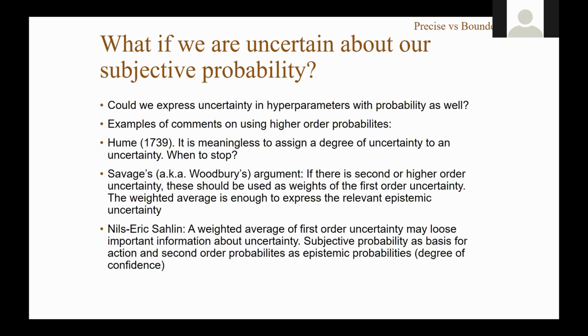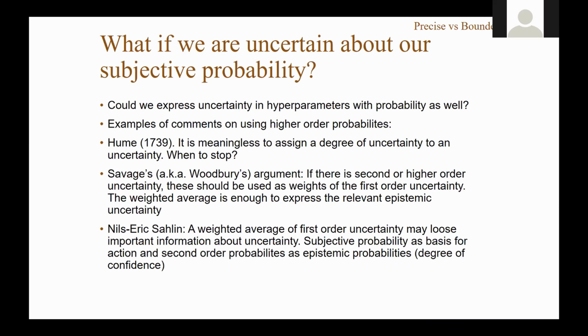Then one could say that this weighted average loses information about how confident we are in the assessment. So one can argue that we should have a distinction: the first order subjective probability is the basis for action, whereas the second order probability is a basis for our trust in the assessment as such, which Eric is calling epistemic probability, or a degree of confidence about the assessment.